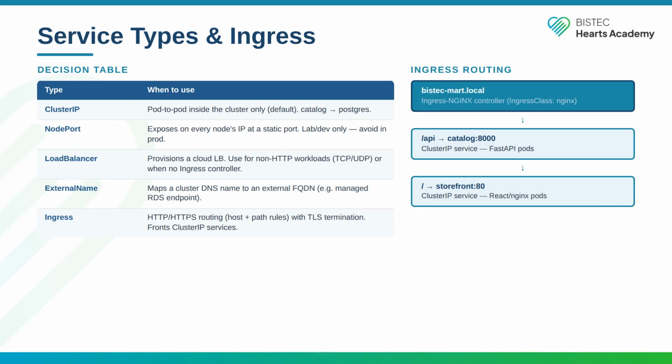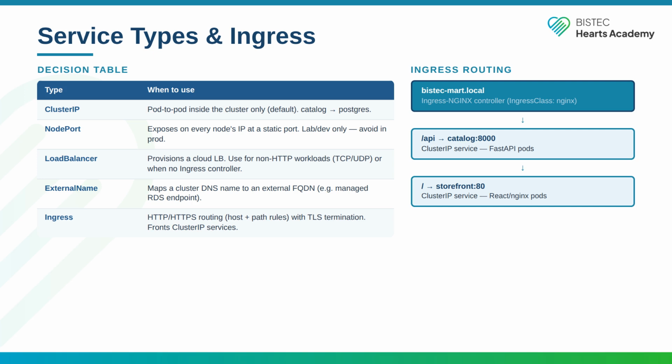Services are how pods find each other, and how the outside world reaches your application. The type you choose depends on who needs to reach the pods and from where. ClusterIP is the default and most common type. It creates a stable virtual IP inside the cluster. Traffic to that IP is load balanced across healthy pods matching the selector. ClusterIP is not reachable from outside the cluster. That is intentional.